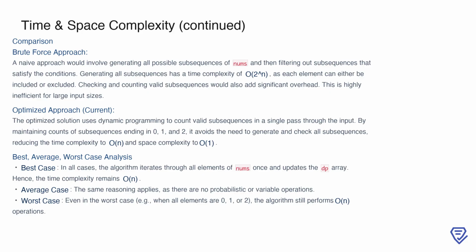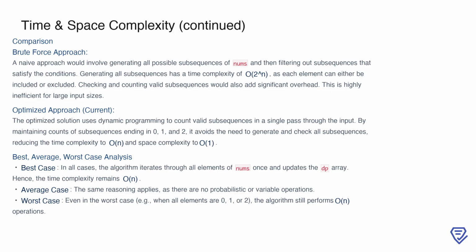In contrast, the optimized algorithm avoids generating subsequences altogether. By leveraging dynamic programming, it maintains counts of subsequences ending in specific values and processes the input in a single pass, achieving a time complexity of O(n) and a space complexity of O(1). Whether in the best, average, or worst case, the algorithm consistently iterates through the input array once, updating the dp array as it goes.